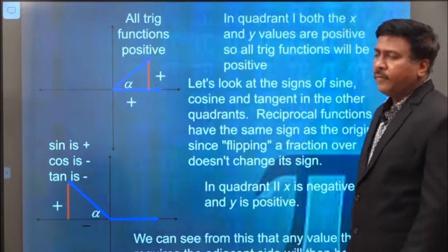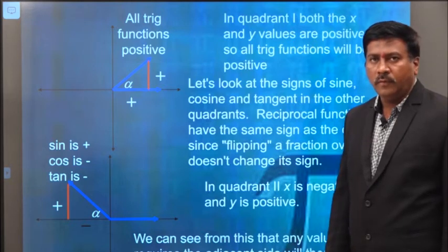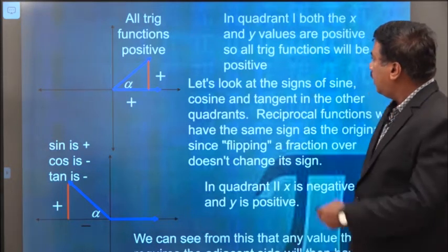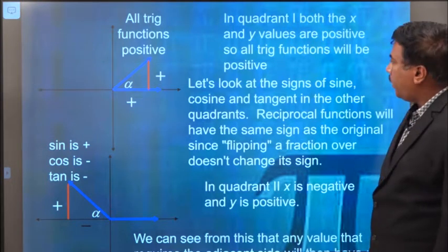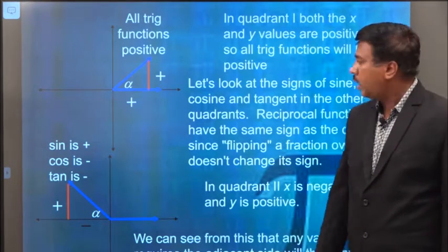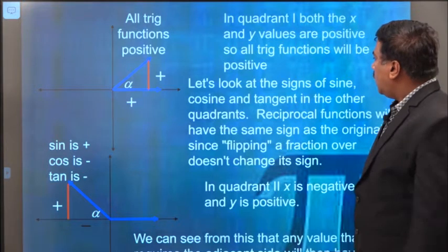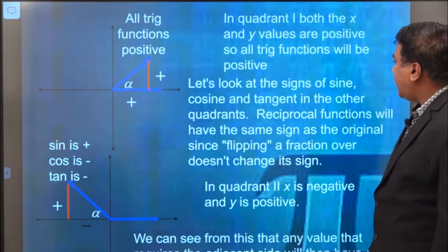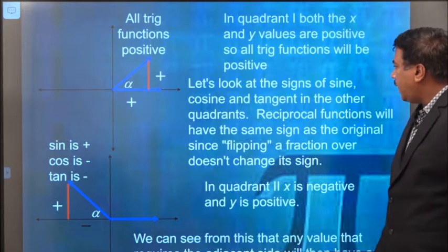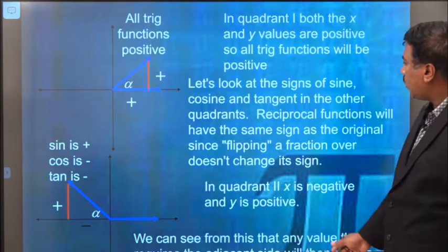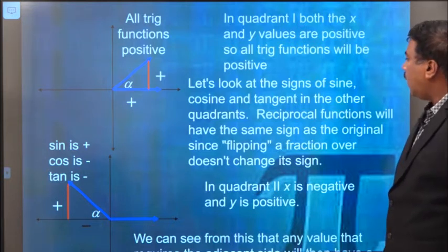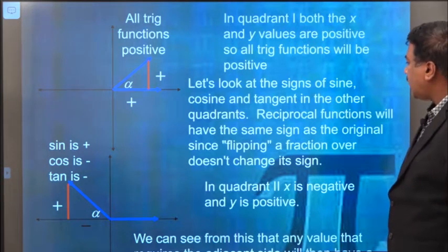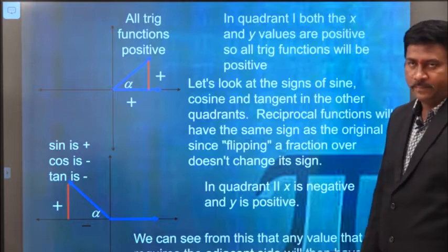All the trigonometric functions are positive in the first quadrant of the coordinate plane. That is, in quadrant 1, both the x and y values are positive. Let us look at the signs of sine, cosine and tangent in the other quadrants. Reciprocal functions will have the same sign as the original, since flipping a fraction over does not change its sign.